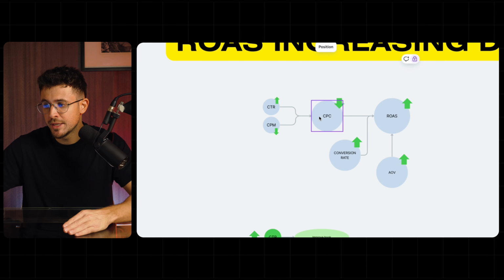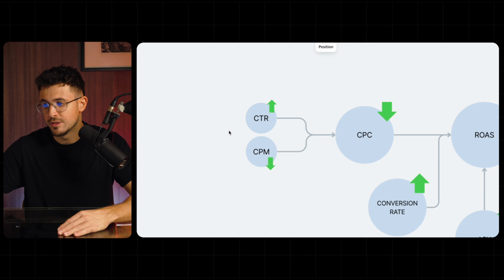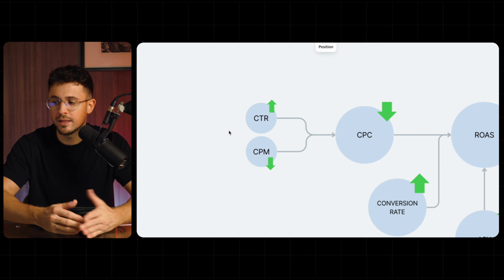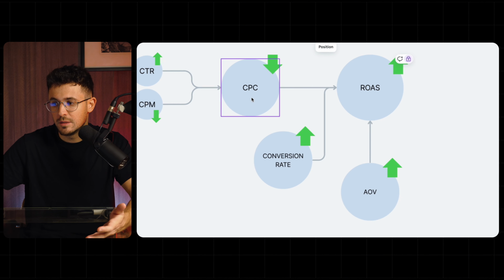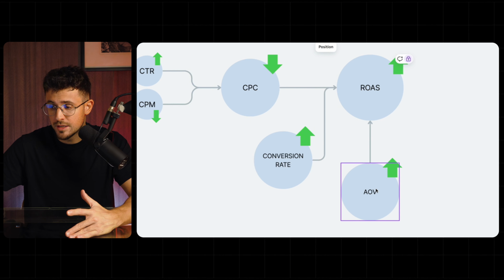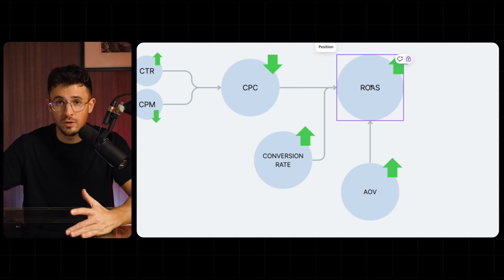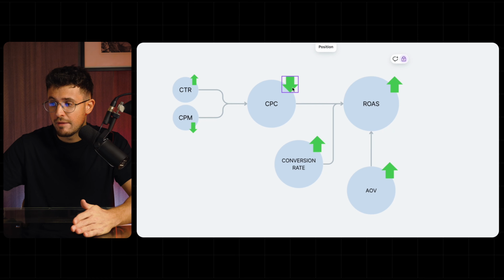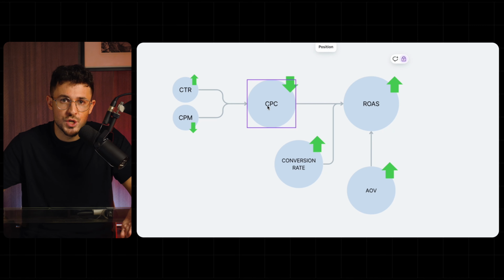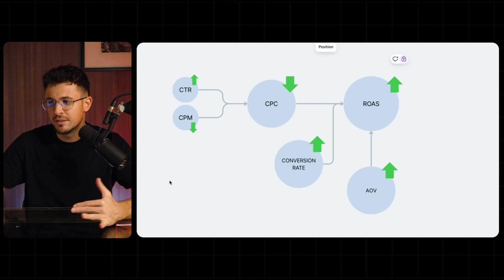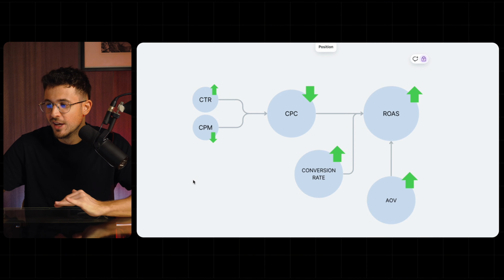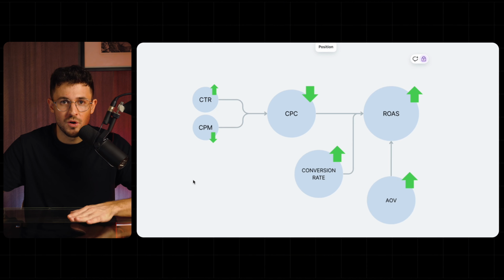And CPC, by the way, depends also on these two metrics, which are the click-through rate and the CPM. And so your overall goal is to decrease the CPC, increase the conversion rate, and increase the AOV, because if you do this, the return on spend also increases. And then when it comes to CPC, how do you actually decrease the CPC? By increasing the click-through rate or by decreasing the CPM. And this is the entire picture here, guys. So just by looking at this, you should already know what to do.